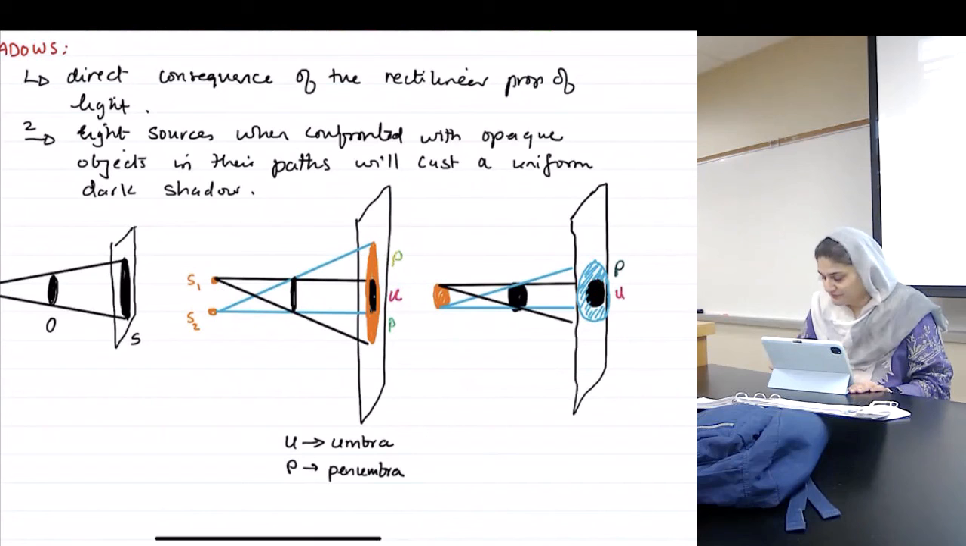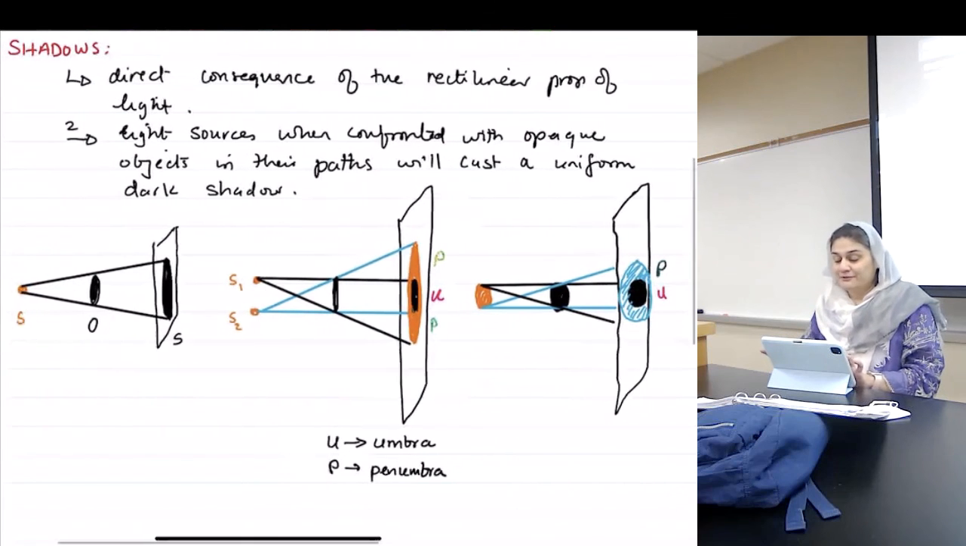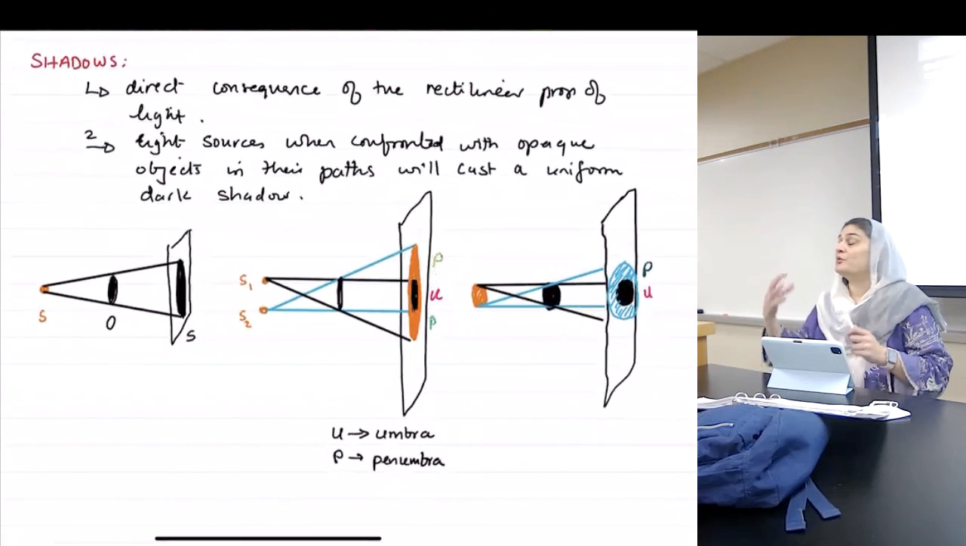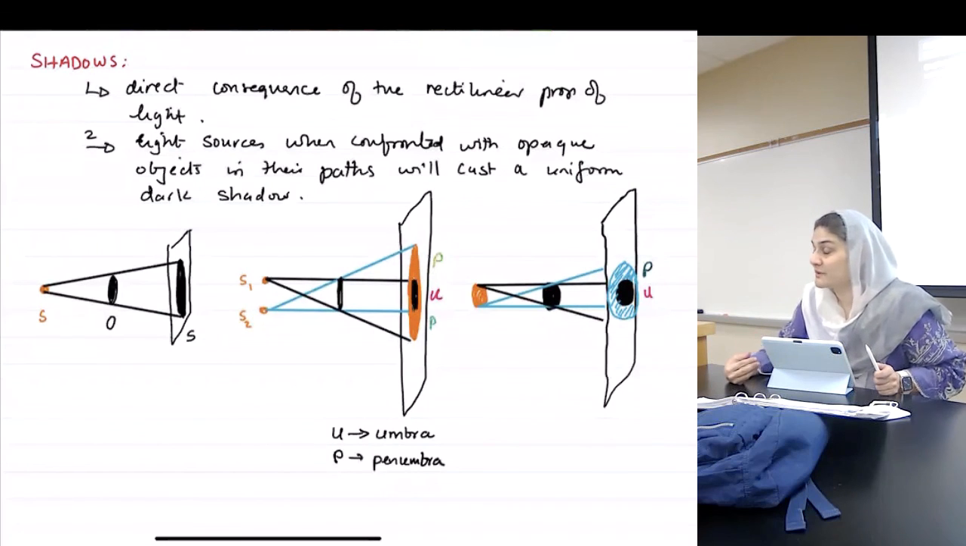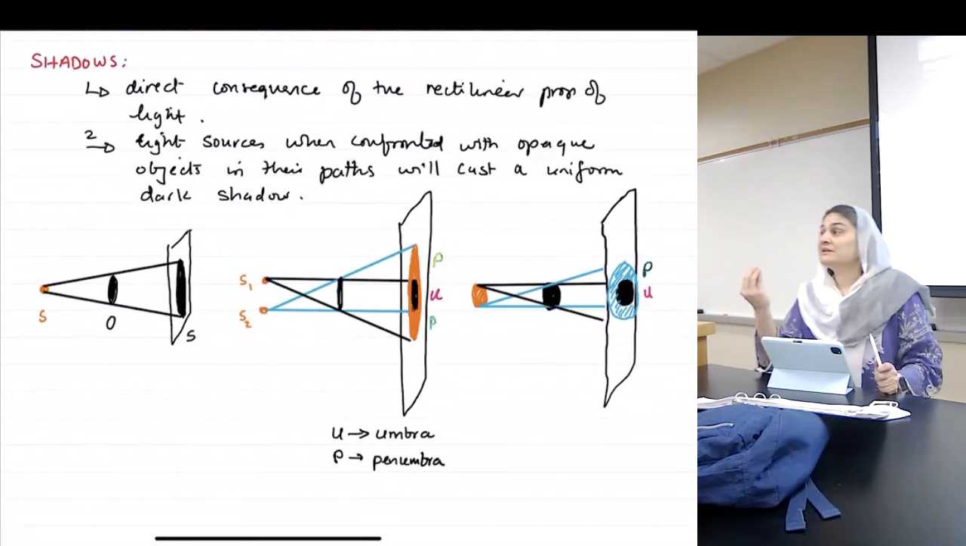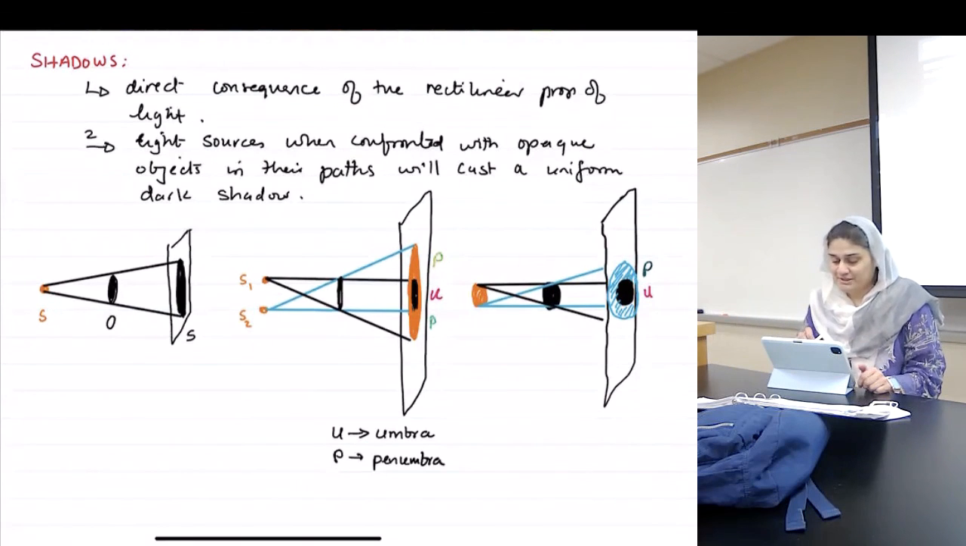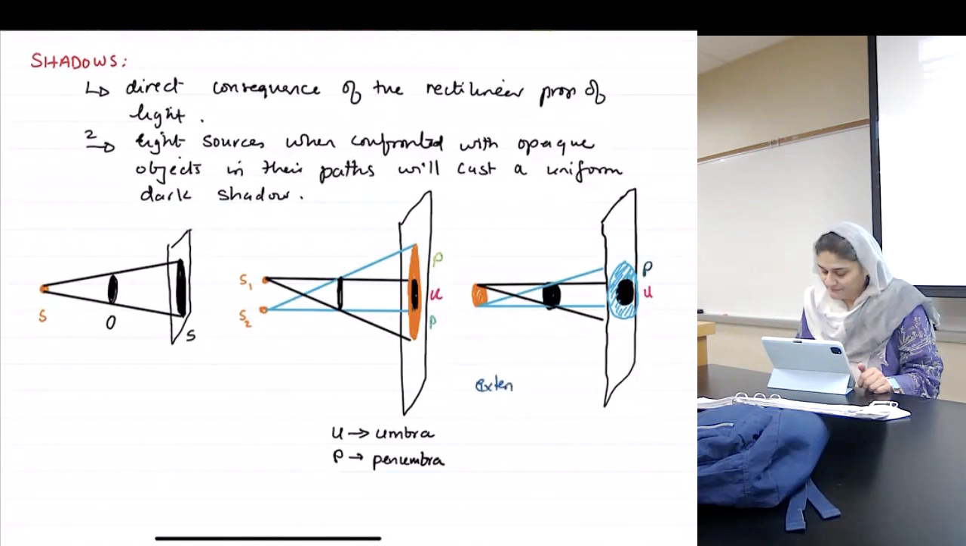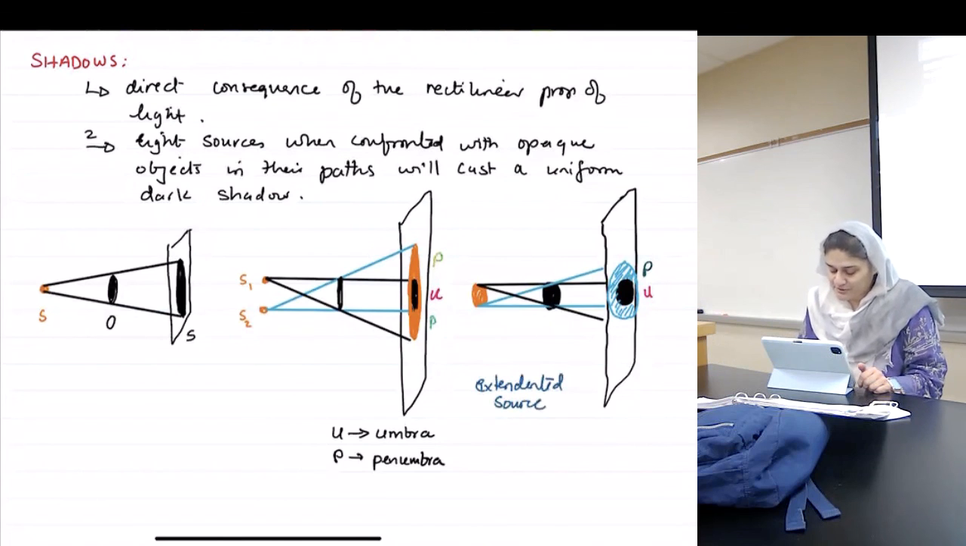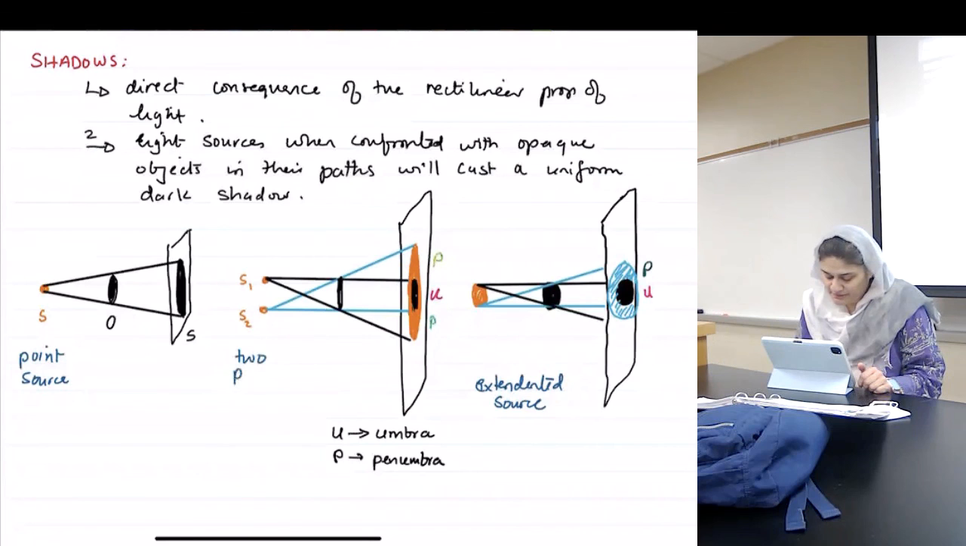There we go. So those are three different kinds of sources that we necessarily concern ourselves with. A point source, an extended source, and two sources. This is called an extended source. This is called a point source. And this is called two point sources.